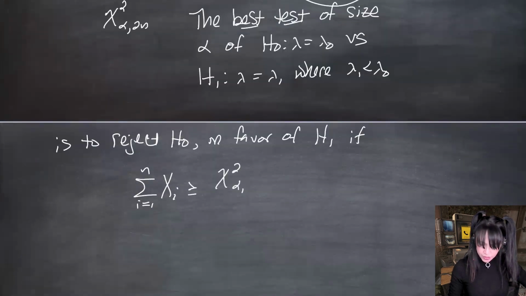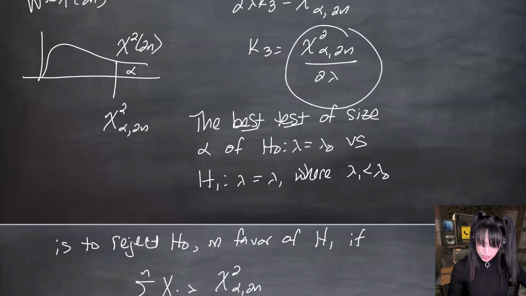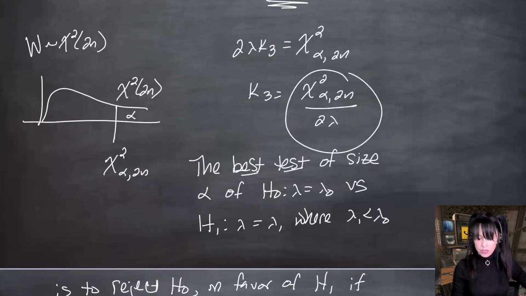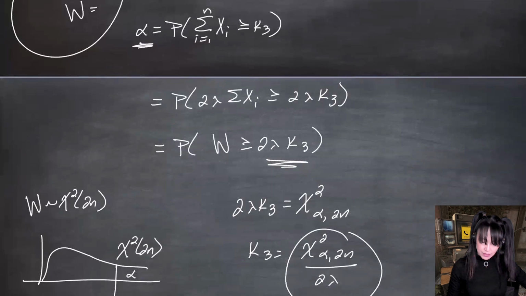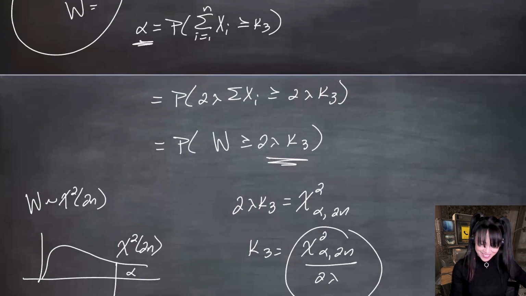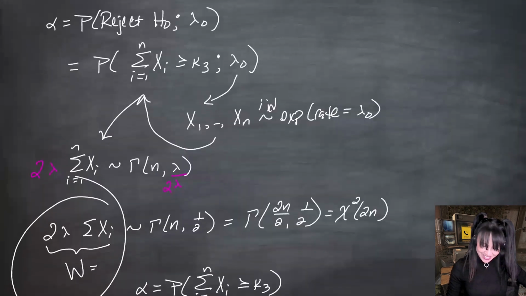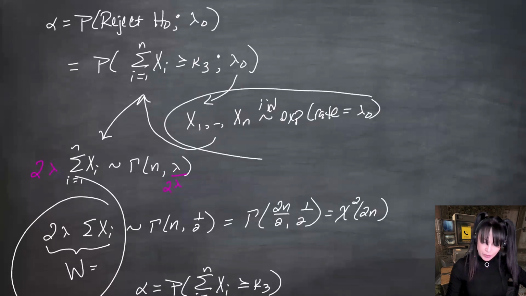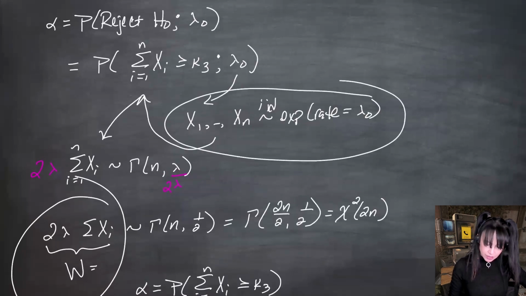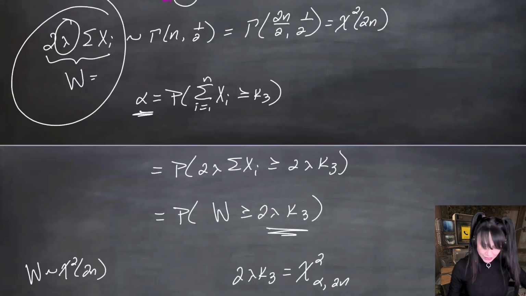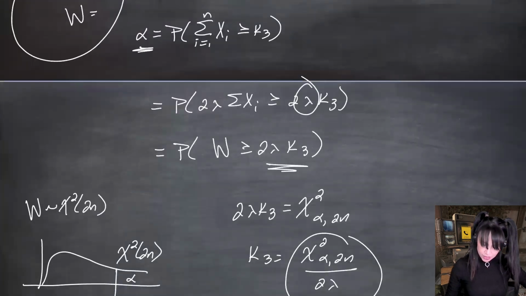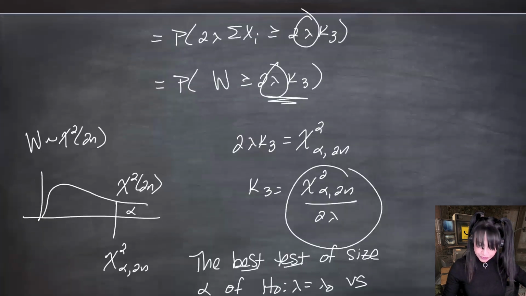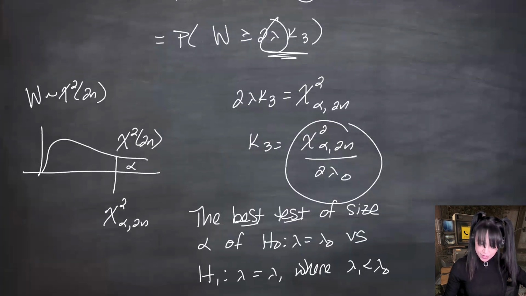Chi-squared sub alpha comma 2n over, did anyone catch that? The x's are exponential with rate lambda naught, which means this should be a lambda naught, which means I should be multiplying by lambda naughts, which means this should be a lambda naught. Why didn't you stop me? And this should be a lambda naught, and this should be a lambda naught. And in the end, this should be a lambda naught.